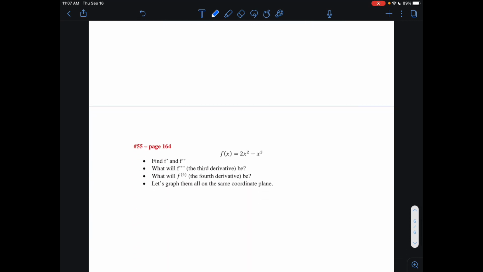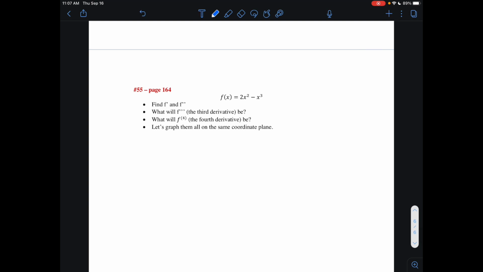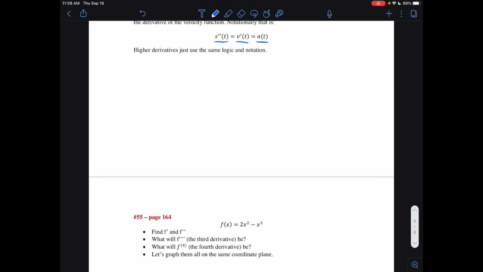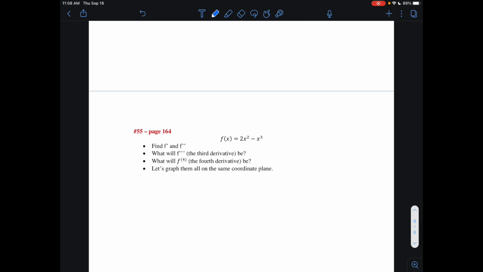So let's look at one final example. This comes from number 55 on page 164. f of x equals 2x squared minus x cubed. And we're actually going to be finding a bunch of derivatives, the first, second, third, and fourth. And I have this note here, higher derivatives. We just keep using the same logic and notation as we had from before. The only change is any derivative above the third starts to have what looks like an exponent in parentheses to indicate the derivative. And we're going to use the definition for this.